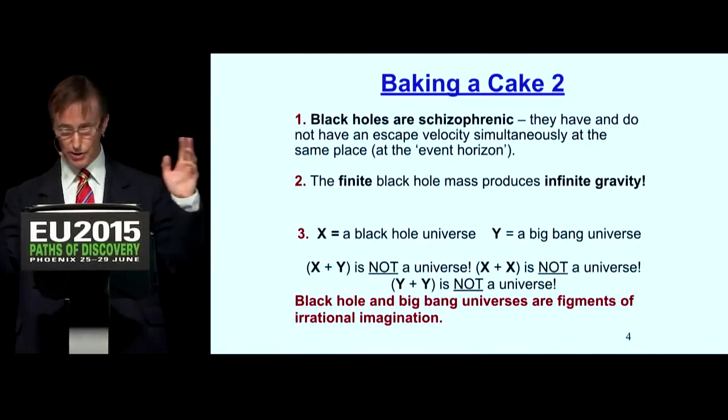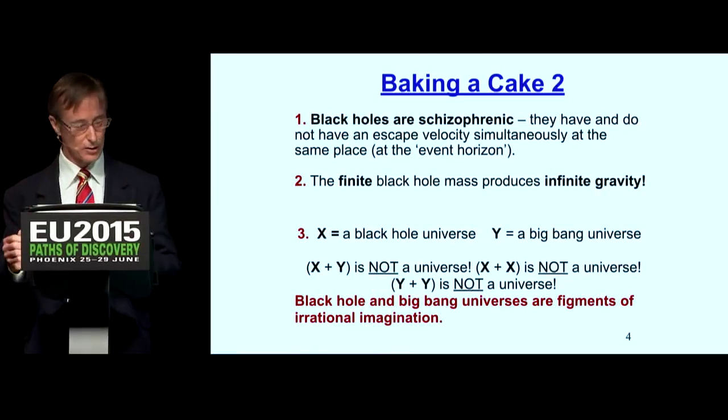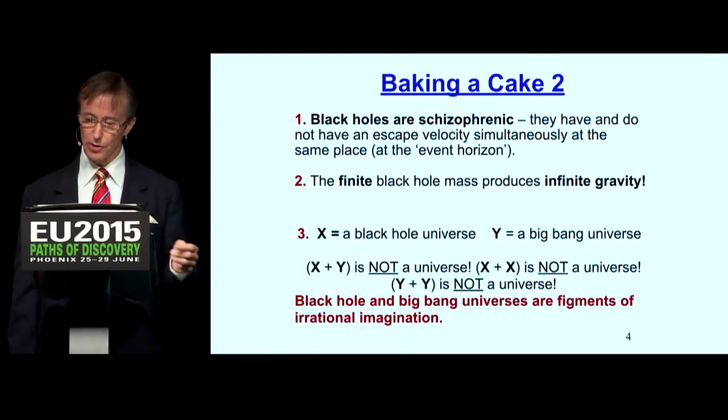Let's continue. X is a black hole universe and Y is a Big Bang universe. X plus Y is not a universe. Neither is X plus X or Y plus Y. Why? Because general relativity is a nonlinear theory. You can't just add these together like solutions in simple equations. You can't do that because it's a nonlinear theory.